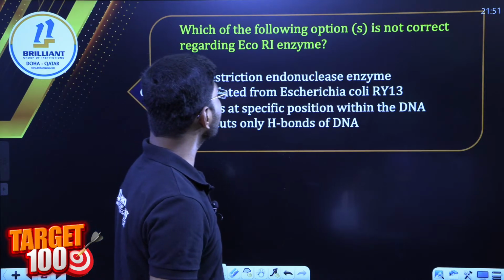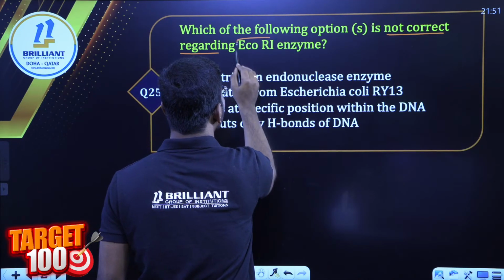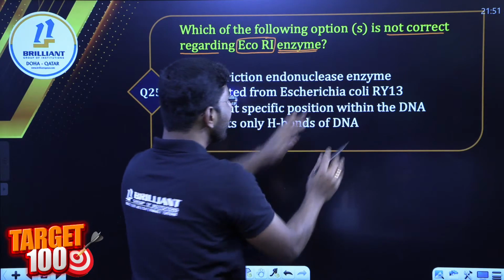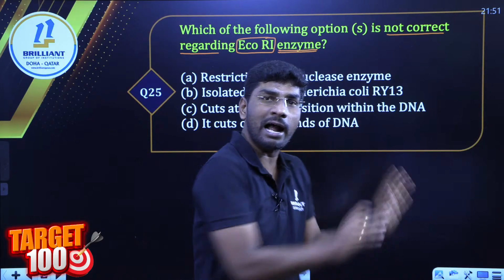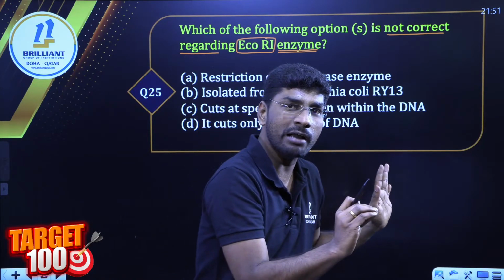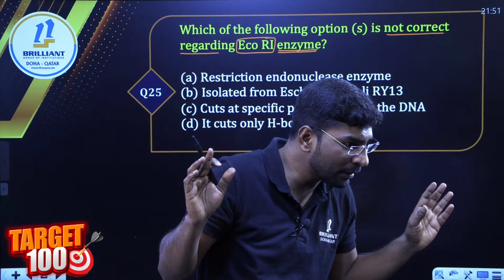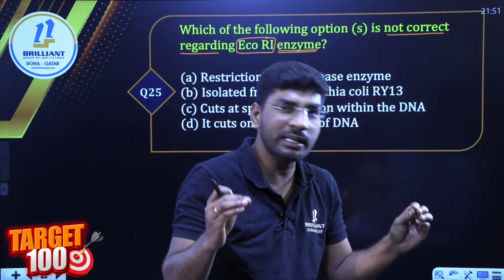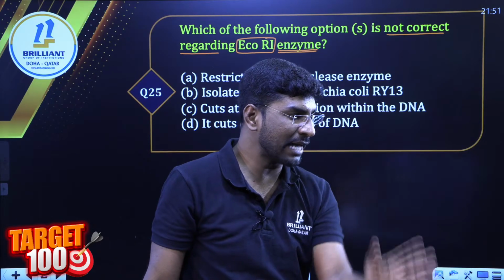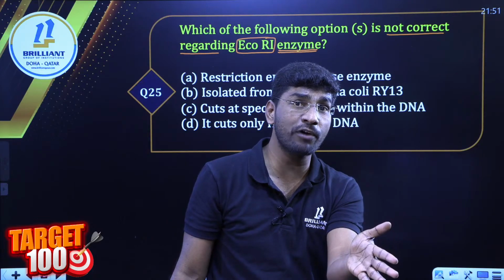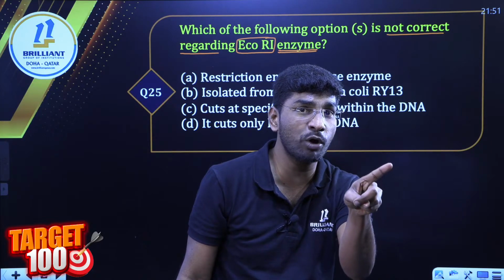Next question. Which of the following options is not correct regarding EcoRI enzyme? Before you go to the answer, any one of you tell me, EcoRI makes what type of ends, and after that answer this question. Yes, sticky ends, absolutely. When sticky ends are formed, there are unpaired bases. That means EcoRI is cutting something.